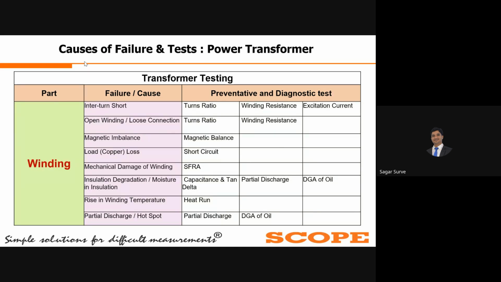In that case, we can conduct the SFRA test, and with the SFRA graph, we can compare that graph with the previous one, and from that we can identify if there is any mechanical damage inside the transformer. Similarly, if there is insulation degradation or moisture has entered inside the transformer, then we can conduct the transformer oil DGA, partial discharge, capacitance, tan delta testing, like that.